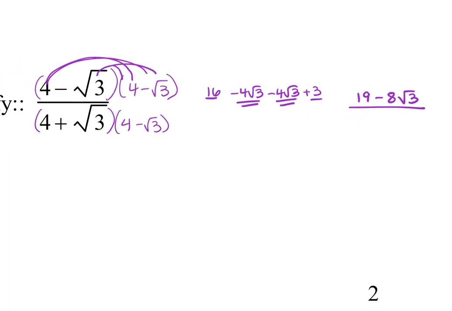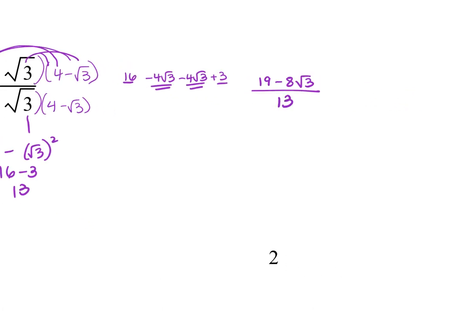The denominator, you can either FOIL out or you can use the shortcut. So the shortcut would be 4 squared minus square root 3 squared, 16 minus 3, which is 13. And then it stays just like that.